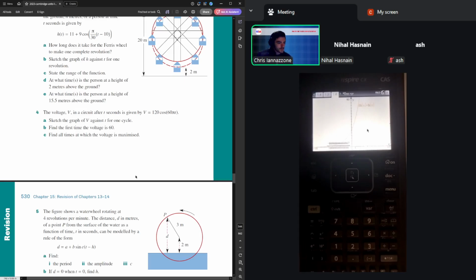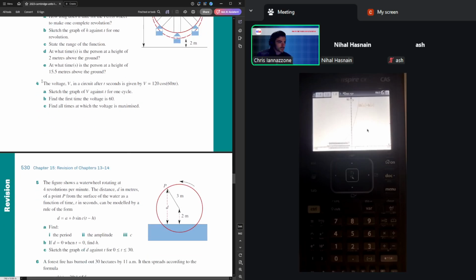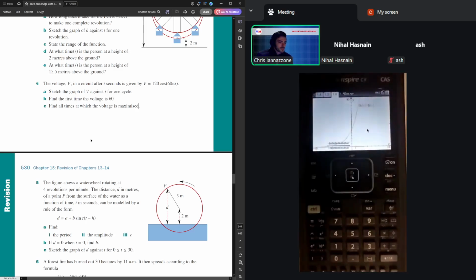Question 4. Okay, this time we have a cosine giving the voltage in a circuit. Sketch the graph, I think we'll ignore. Part B, find the first time the voltage is 60. This will just be a matter of setting V equals 60, CAS solving. More interested in part C, which is finding all the times at which the voltage is maximized.